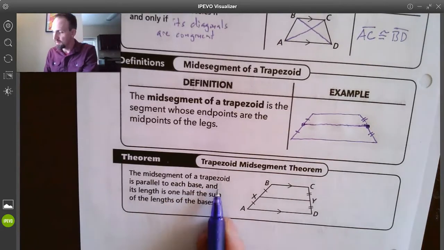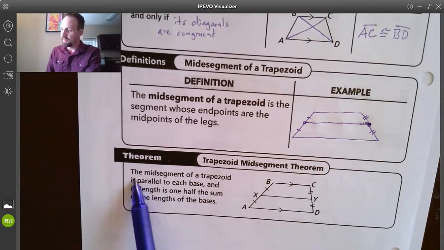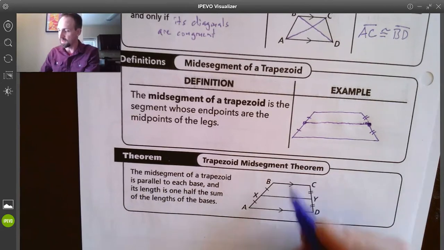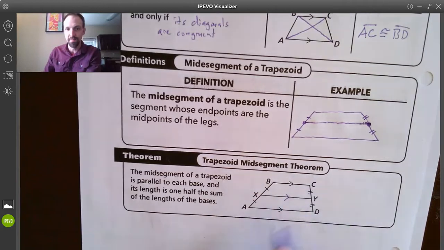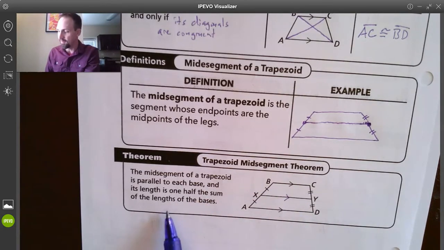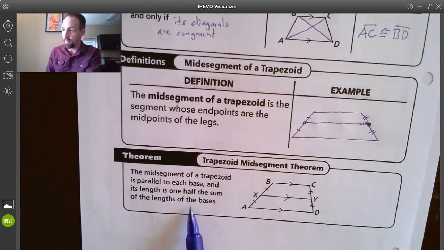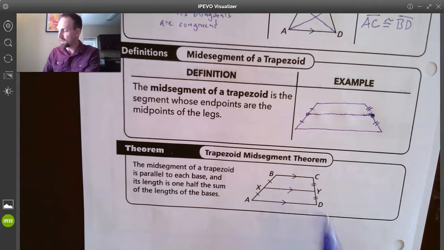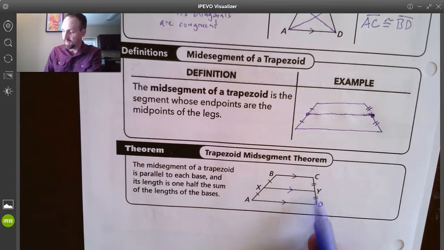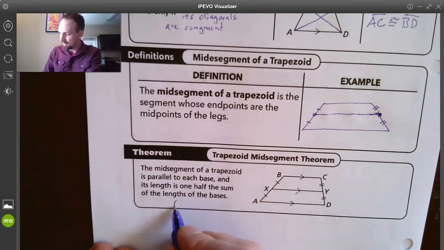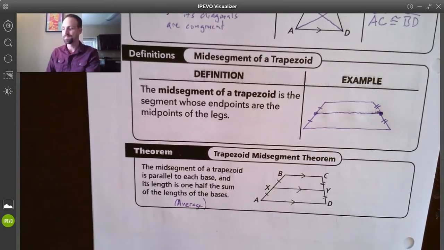And then the trapezoid mid-segment theorem: the mid-segment of a trapezoid is parallel to each base, and its length is one half the sum of the lengths of the bases. So the length of this means if I add the length of AD and BC and then divide by 2. So another way of thinking about it is that it's the average of the two.